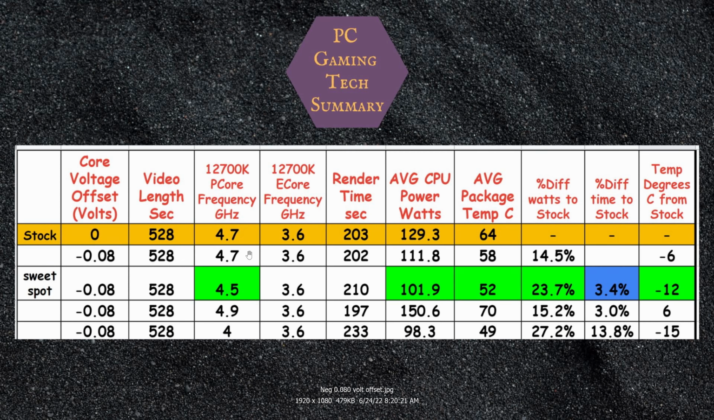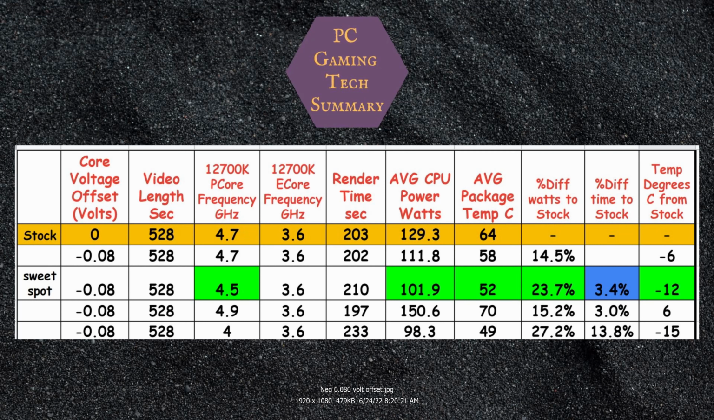We've got the same frequency stock settings and very similar rendering time, just within the margin of error. And we've got a reduction of 14.5% in power. In watts, we've dropped from 129 to 112. All right, as well as the temperature has dropped from 64 to 58.